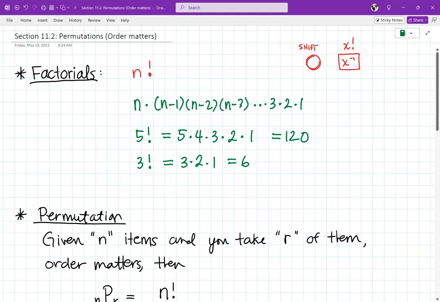So are we okay with factorials and how those work? Basic, right? So anytime you see a number with an exclamation mark, it means you're multiplying as a countdown. So 4 factorial would be 4, 3, 2, 1.